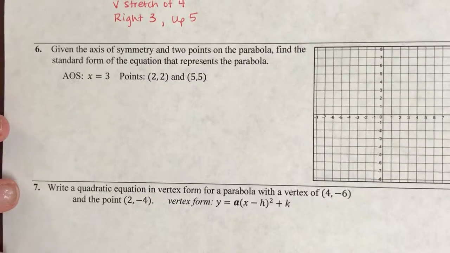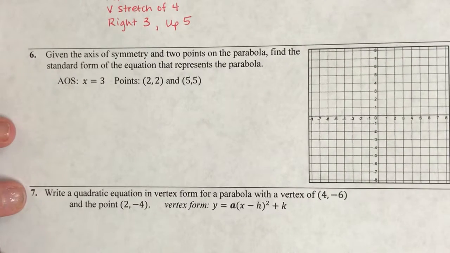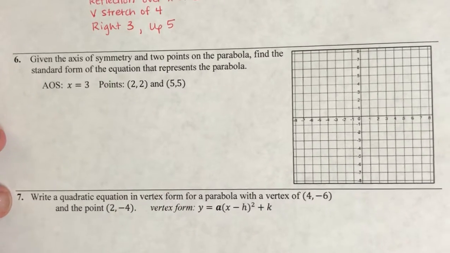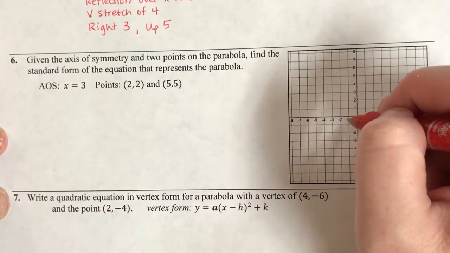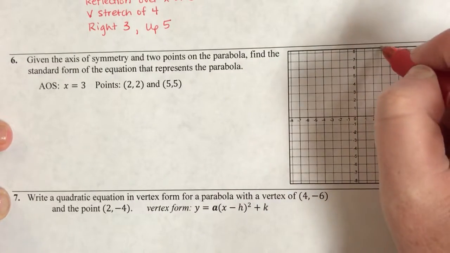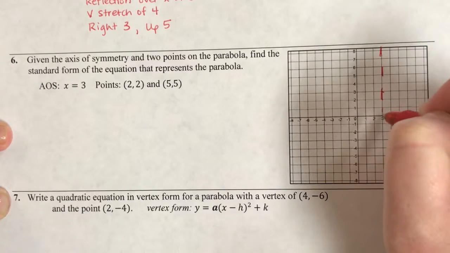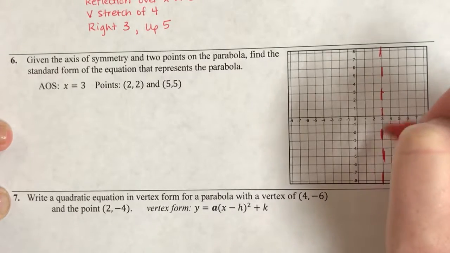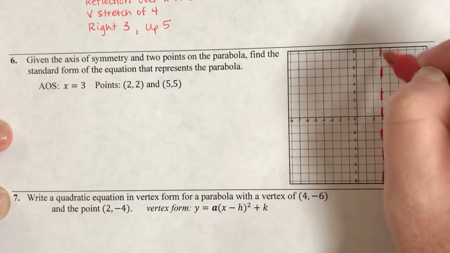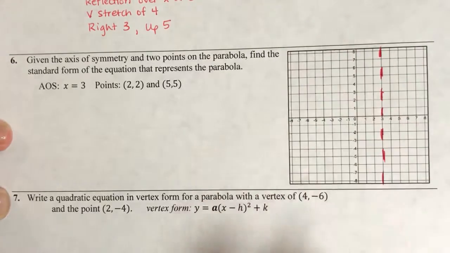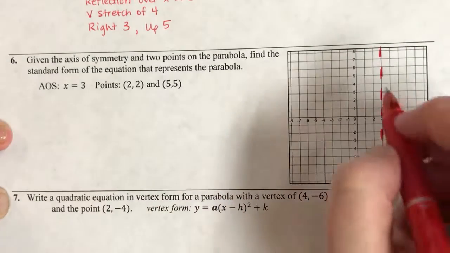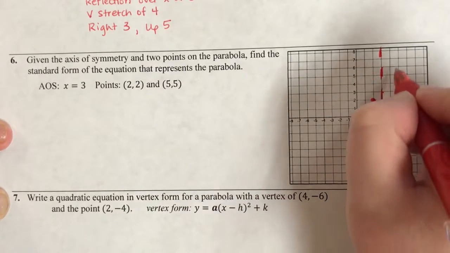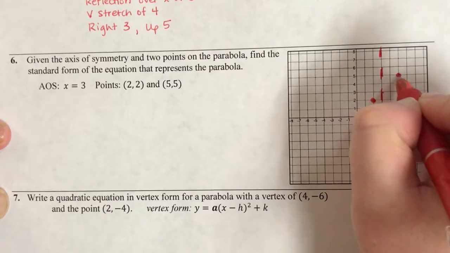Number 6, given the axis of symmetry and 2 points on the parabola, find the standard form of the equation that represents the parabola. First thing we're going to do is sketch a graph so that we can identify at least one other point on the parabola, because we have to have 3 points to graph a parabola. So my axis of symmetry is x equals 3, so that's that vertical line. Now I'm going to plot the point (2, 2) and the point (5, 5).